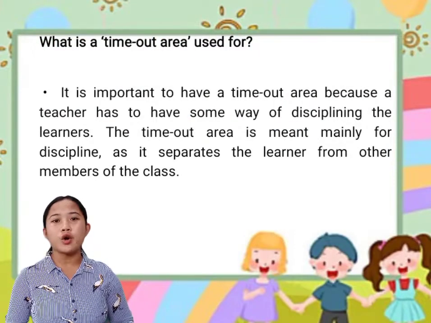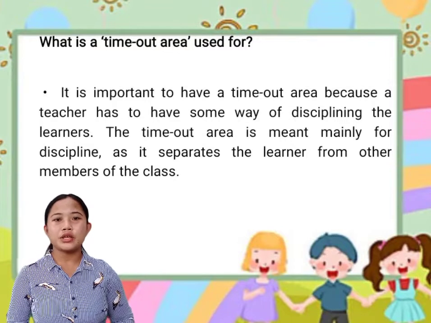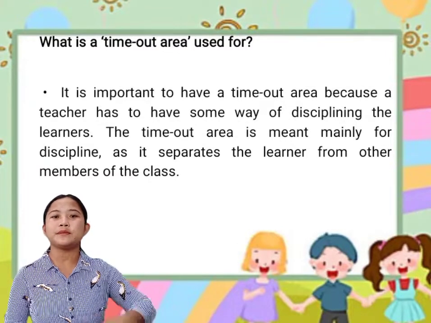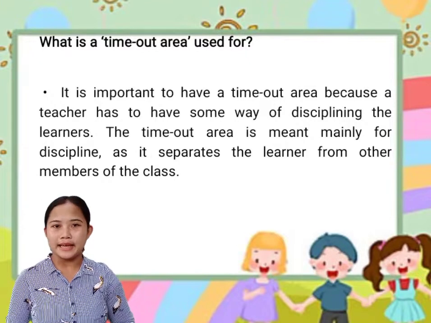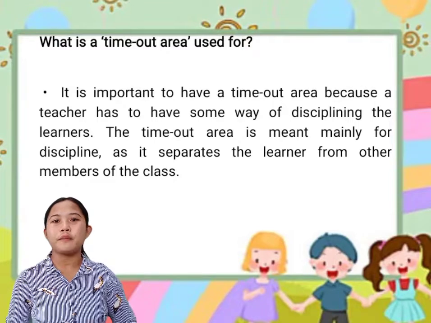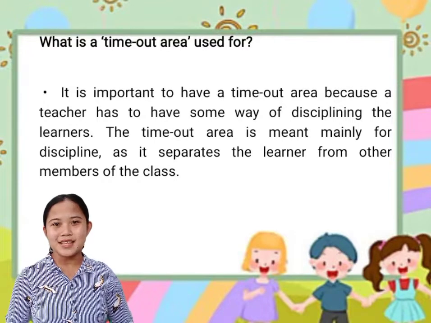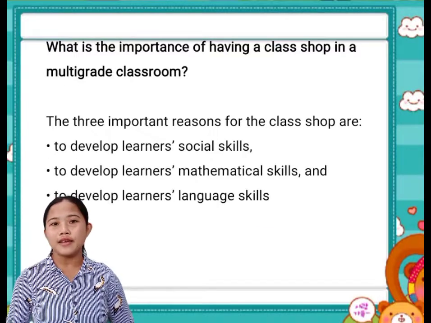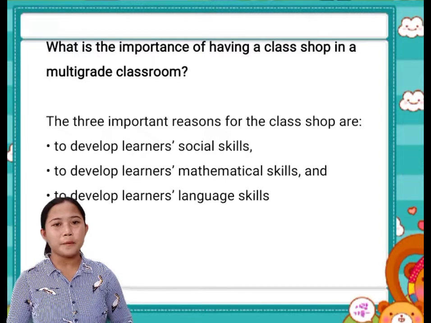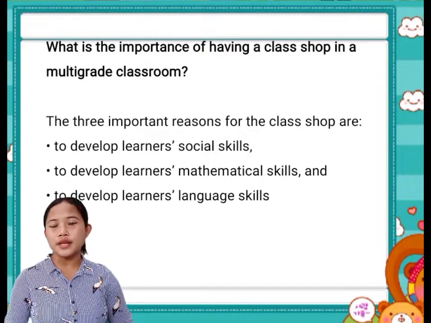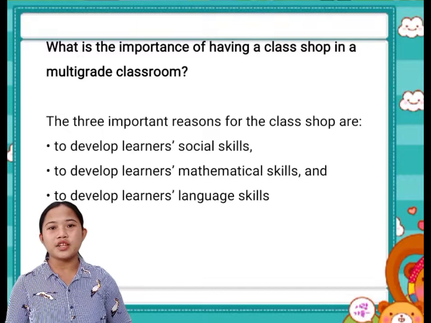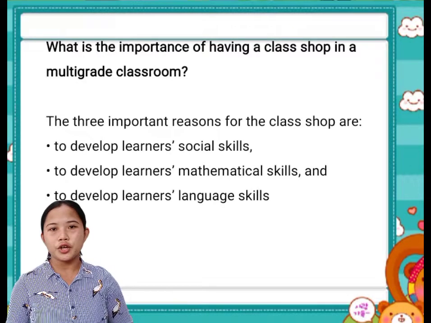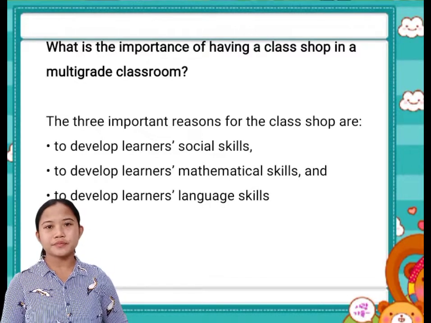It is important to have a timeout area because a teacher has to have some way of disciplining the learners. The timeout area is meant mainly for discipline, as it separates the learner from other members of the class. So what is the importance of having a class shop in a multi-grade classroom? The 3 important reasons for the class shop are to develop learners' social skills, to develop learners' mathematical skills, and to develop learners' language skills.